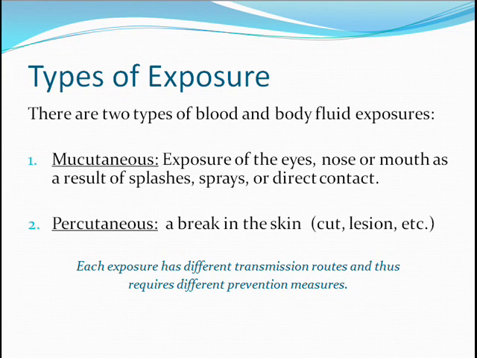Types of exposure. There are two types of blood and bodily fluid exposure. Cutaneous exposure to the eyes, nose, or mouth as a result of splashes, sprays, or direct contact. Percutaneous, a break in the skin, a cut, a lesion, etc. Each exposure has different transmission routes and thus requires different prevention measures.